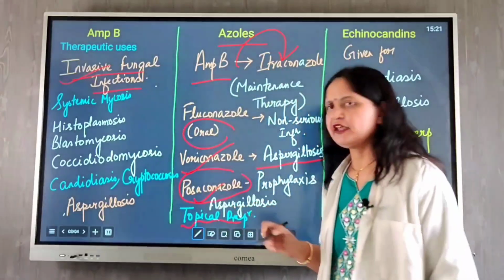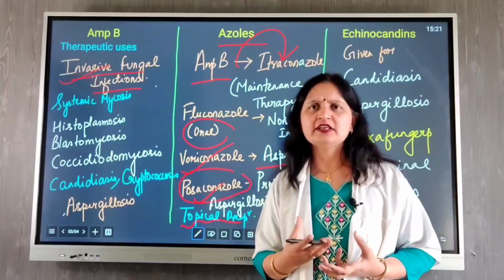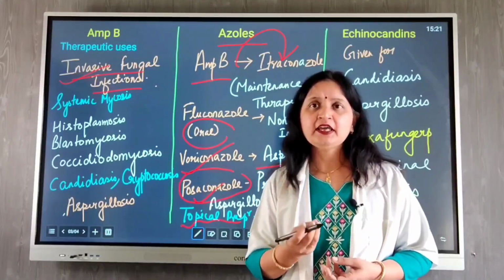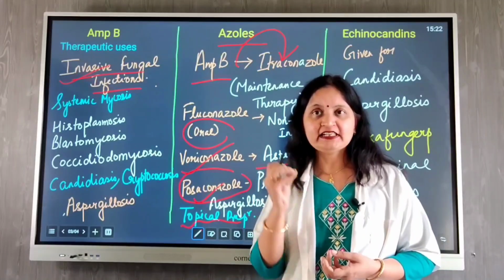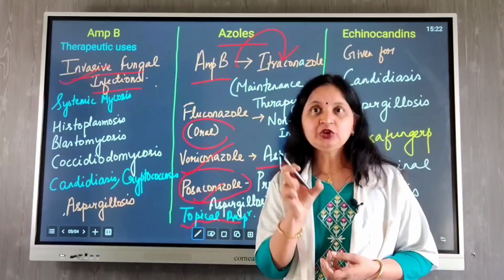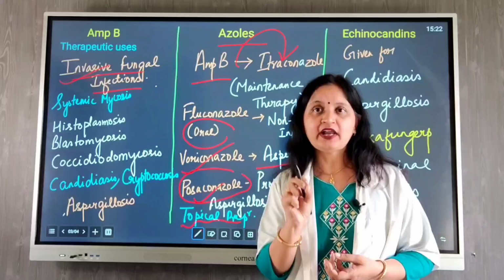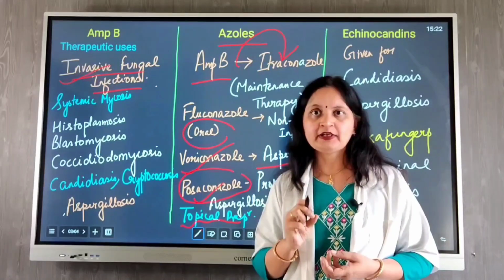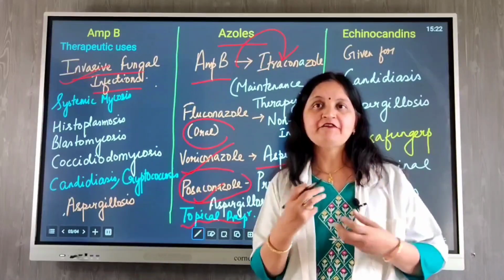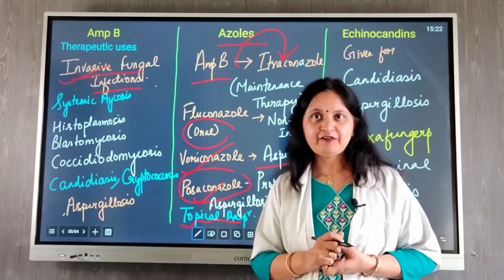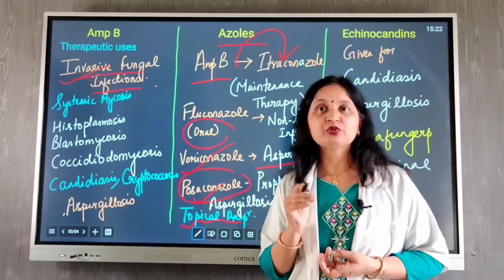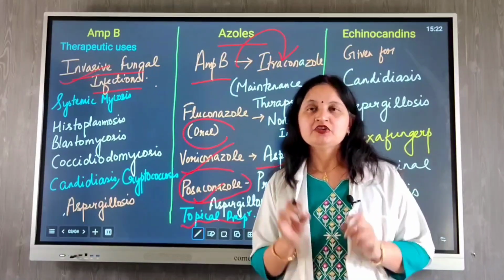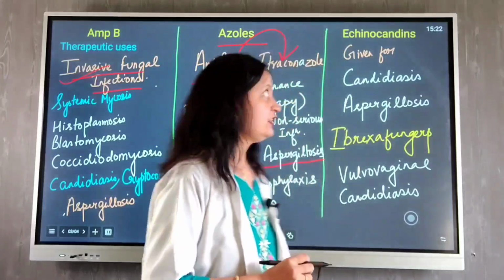Topical preparations, as we have all discussed: clotrimazole is available as vaginal pessary, used for treating vulvovaginal candidiasis, and ketoconazole has anti-pruritic and anti-inflammatory property and it is preferred for treating skin infections that are associated with pruritus and inflammation. So it has got dermatological uses.